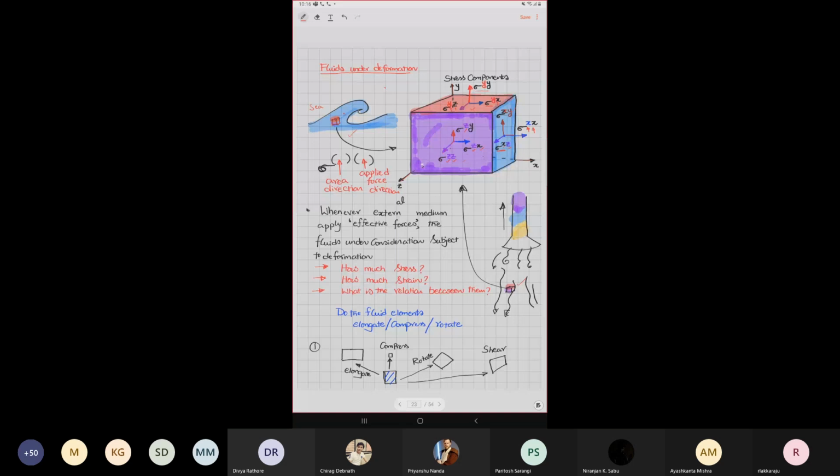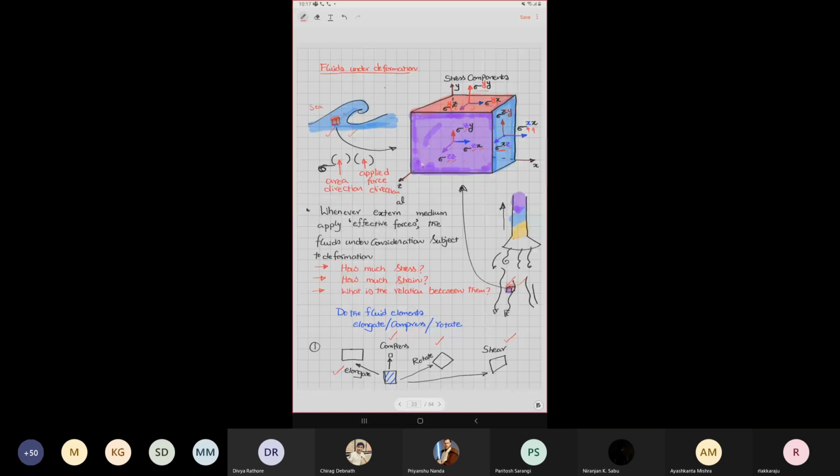And especially what people have found out, if you identify a tiny infinitesimal material element, usually in terms of strains, the deformations, people try to observe that it might completely elongate, it might get compressed, or it might get rotated, it might get sheared. These are the essential building blocks through which you can really describe any object which is under deformation.